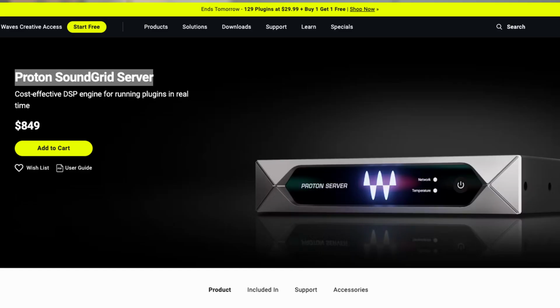Now I'm going to put this in as an optional side, but I think if you really like the idea of recording or using a live setup with the Waves plugins, you would want to incorporate this into your setup, which is the Waves SoundGrid Proton, which is the interface that allows you to run all the plugins live in real time. And that's not a cheap interface either. That'll come in at $849.